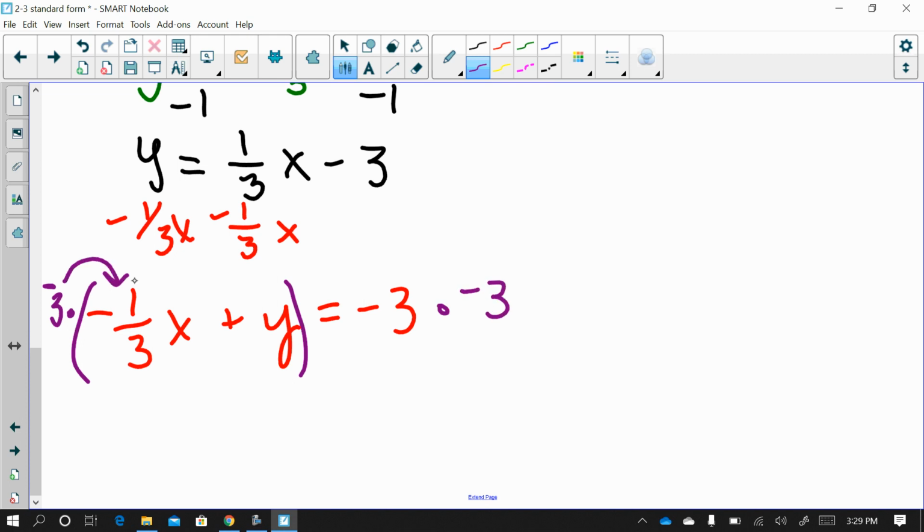If I distribute the negative 3, those cancel and it becomes a positive 1x. Negative 3 times y gives me negative 3y. And negative 3 times negative 3 is a positive 9. And there is your standard form. So that's probably the trickiest part when you have a negative fraction in front of the x. Just multiply by the negative reciprocal.